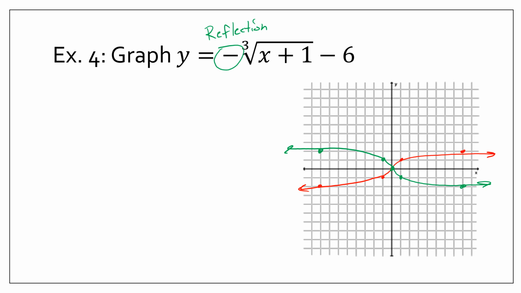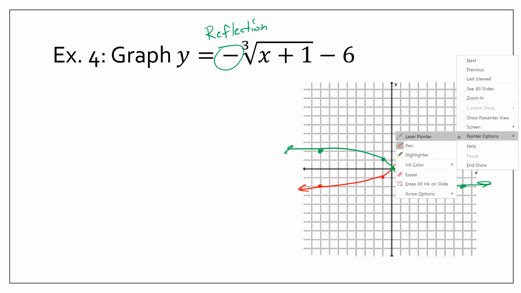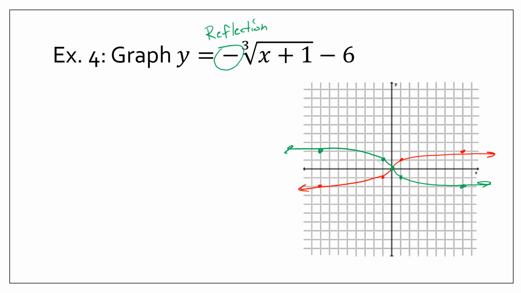Next, I need to take care of my shifts. Don't forget that one shift lies to you while the other tells the truth. This one is the liar. It is moving left. This one is the truth teller. It's moving, oops, because of the negative, it's moving down.